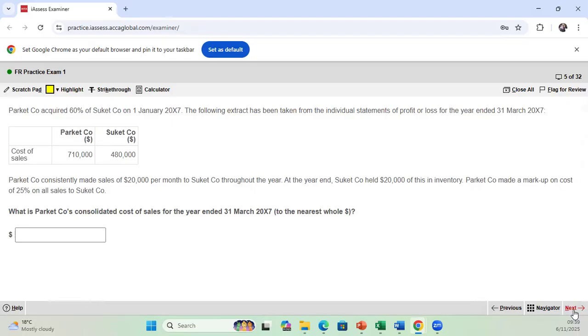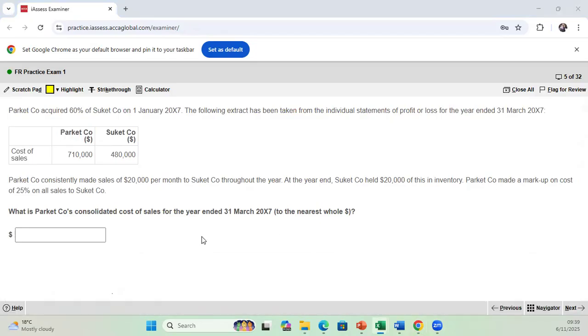Okay. So Parker Company acquired 60% of S on 1 January 2017. The following extracts have been taken from the individual statements of profit or loss for the year ended 31 March 20X8. So hopefully you considered the dates there, because the post-acquisition period is just 3 months: January, February, March. So that's 3 months. So for the subsidiary, my cost of sales.